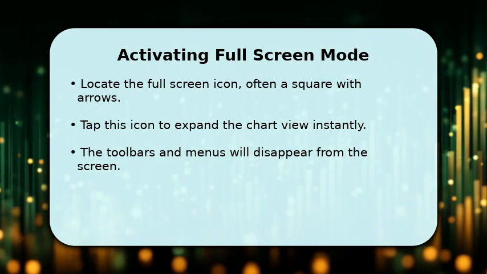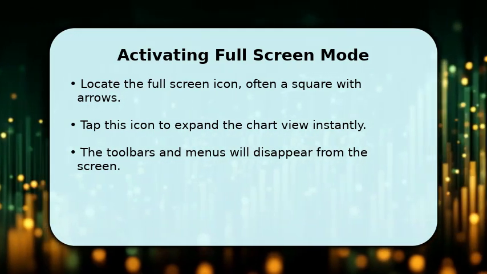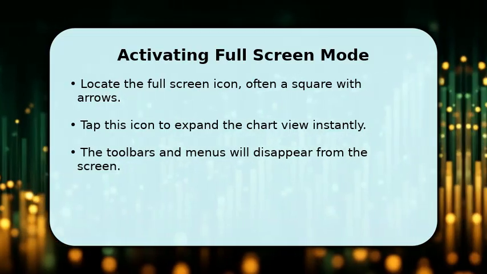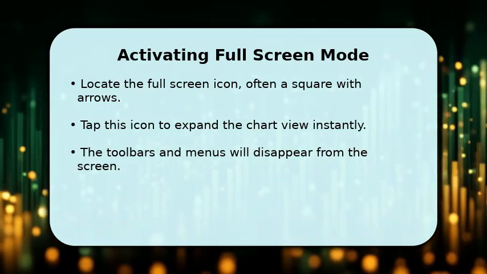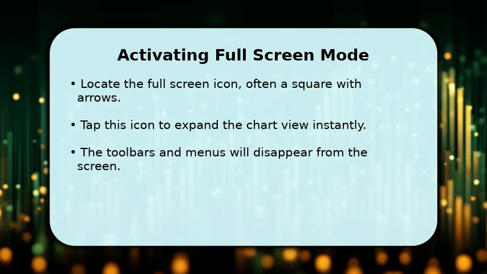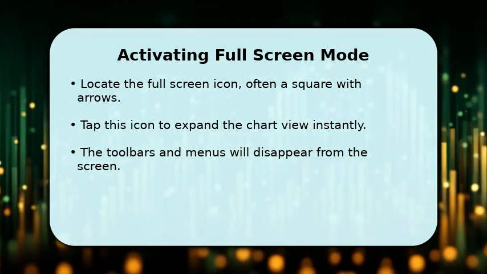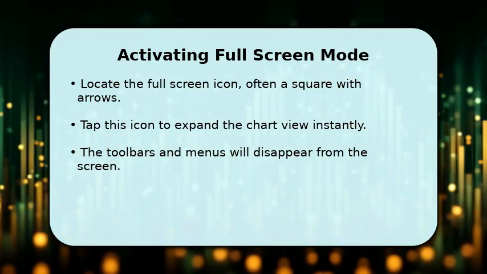To activate full screen mode, look for the specific icon on your chart interface. This icon typically resembles a square with 4 outward-pointing arrows, usually found near the top or bottom of the chart. A single tap on this button will immediately expand your chart to fill the entire mobile screen.